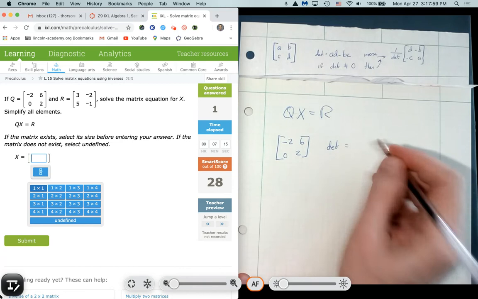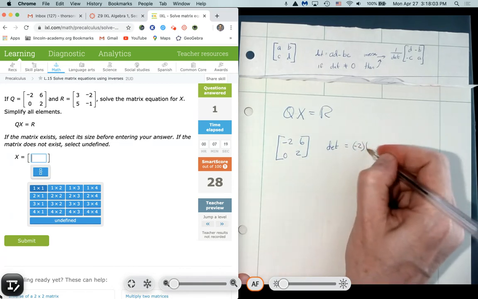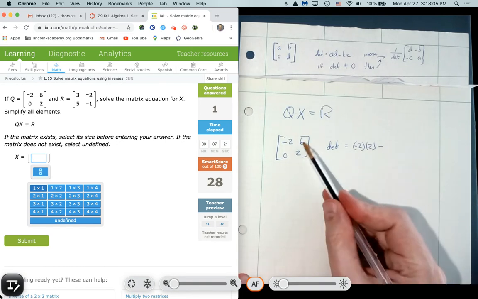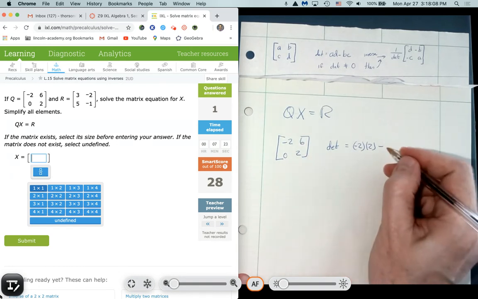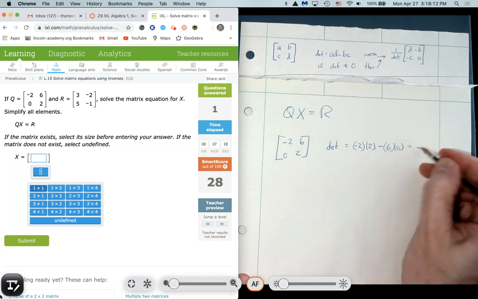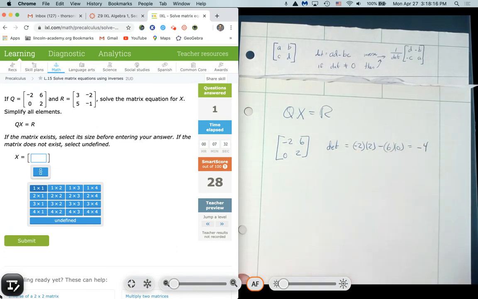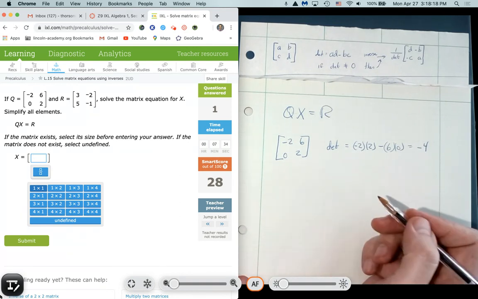The determinant is A times D, negative 2 times 2, minus B times C, 6 times 0. Well, that just equals negative 4, because that's 0, that's negative 4. So we do have a determinant. So now I'm going to find my inverse.